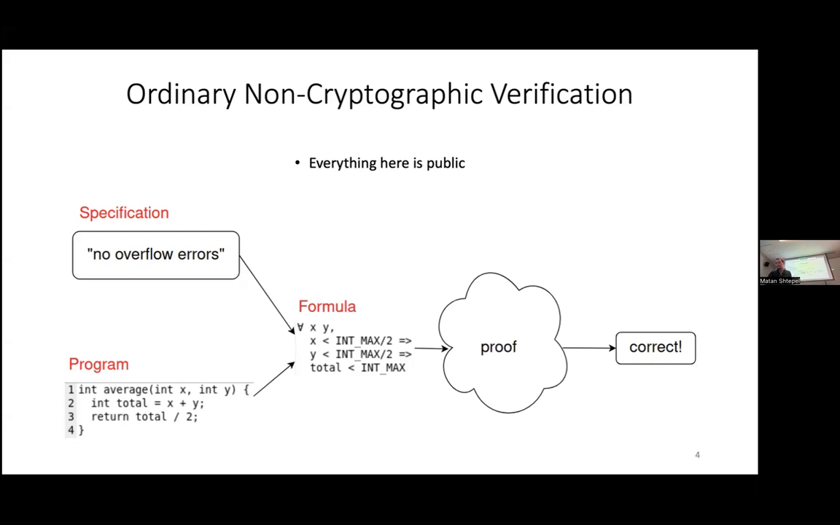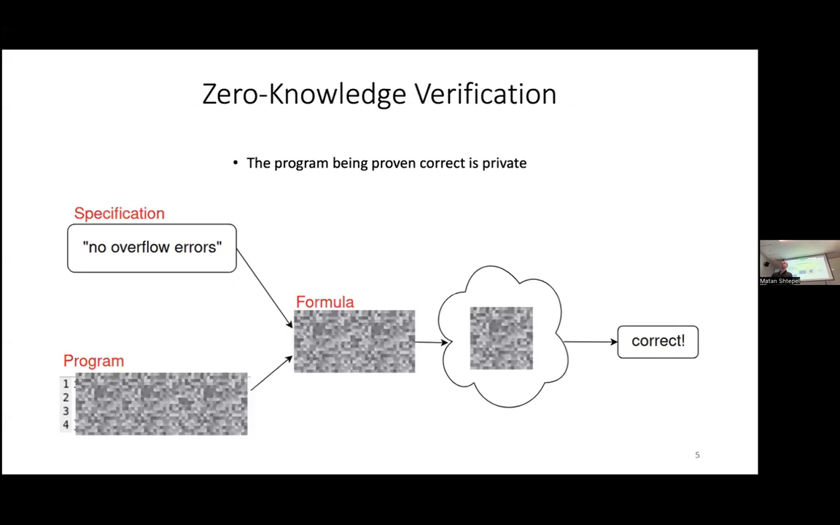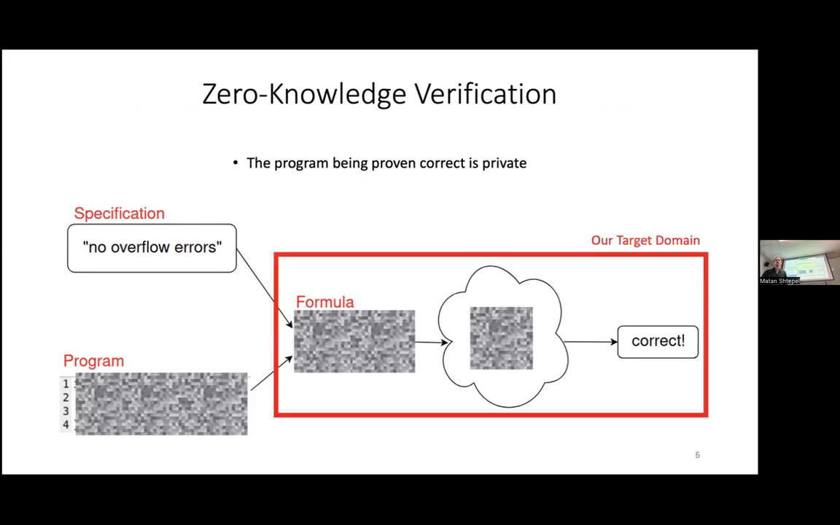Here's what we want instead for zero-knowledge verification. The specification is still public, and we can still see at the end that the proof is correct, but the proof is private, the formula is private, and the starting program is private too. For this research, we're interested specifically in this part of the pipeline, going from the formula to the proof to the correctness result at the end.